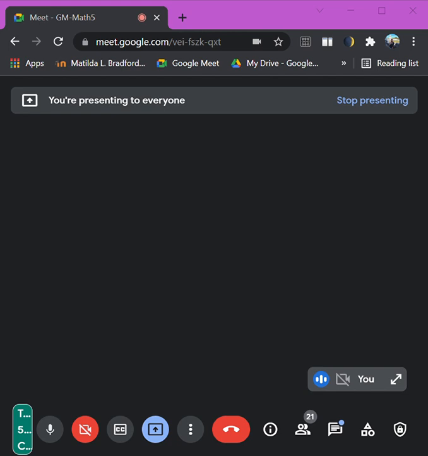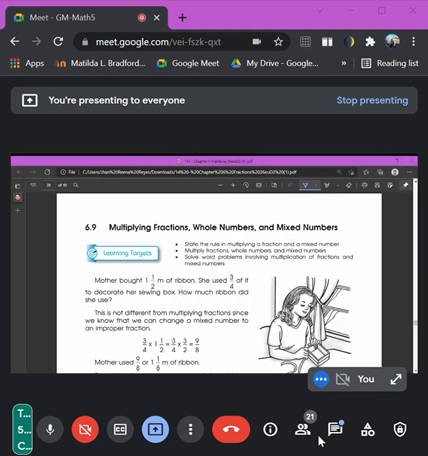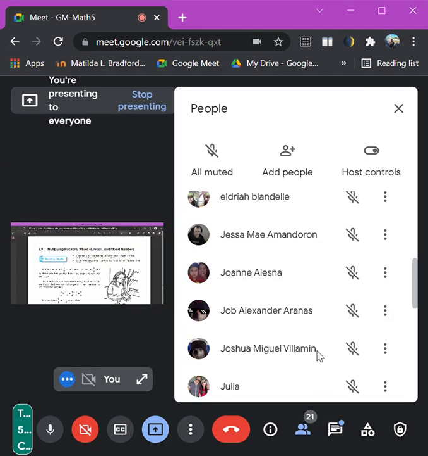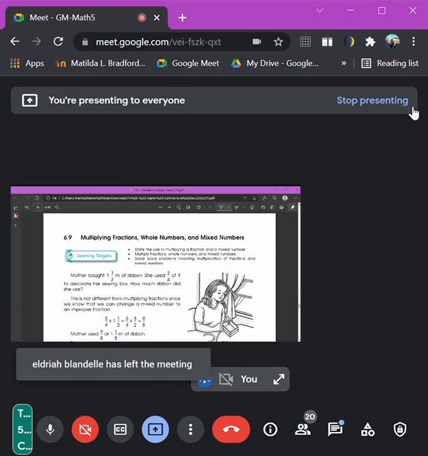No. None. Okay, so now class, we are going to move on with multiplying fractions, whole numbers, and mixed numbers. So this one is where we are going to multiply fractions with whole numbers and multiply fractions with mixed numbers. So we have here a sample problem. Can I have Julia read?